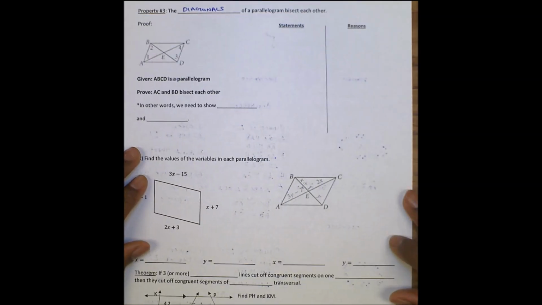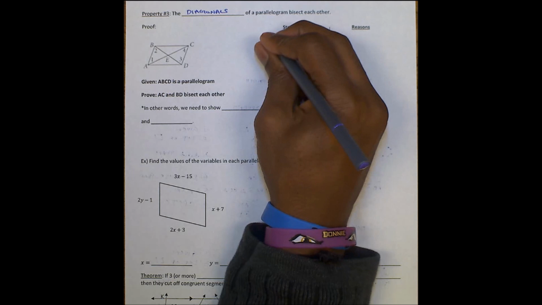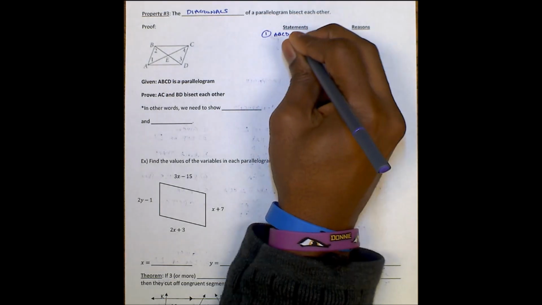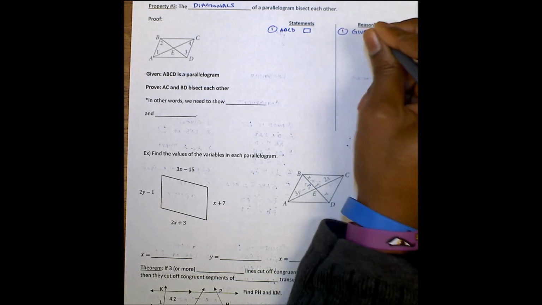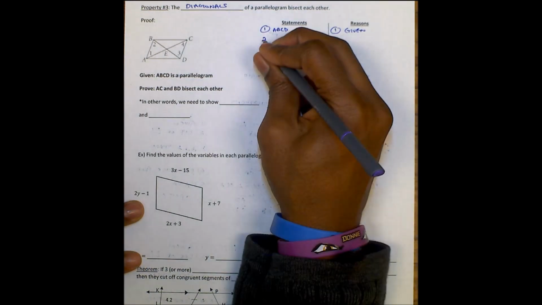Finally, our third property of parallelograms that we need to know is that the diagonals of a parallelogram bisect each other. Okay, and so here's how we do that. They gave us that ABCD is a parallelogram. ABCD is a parallelogram. That was given. All right, from there, we're going to use the same information. They want us to prove that AC and BD bisect each other. And in other words, if they bisect each other, it means they cut each other in half.